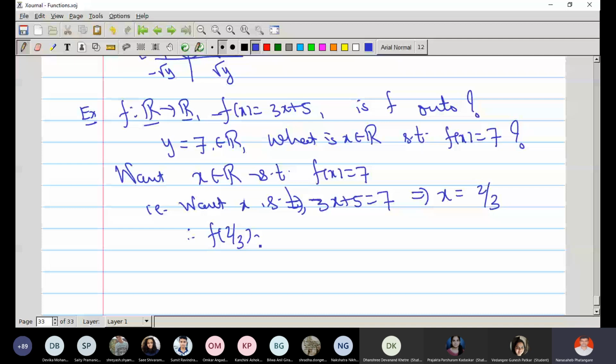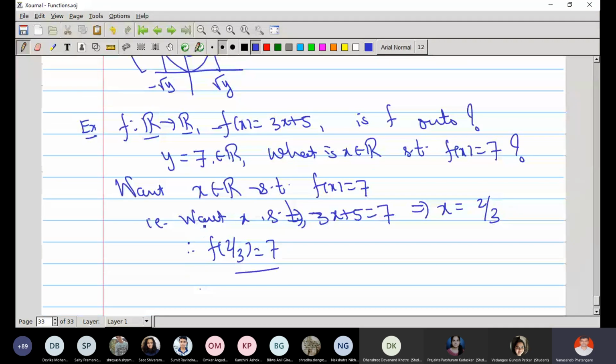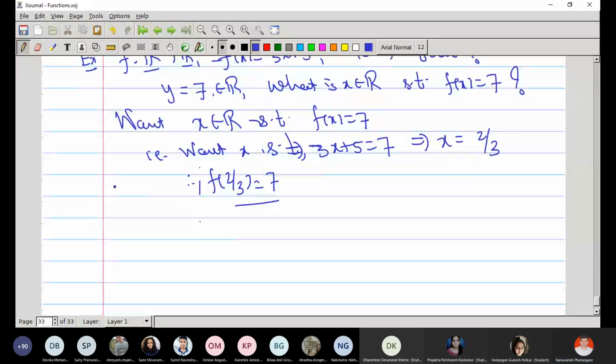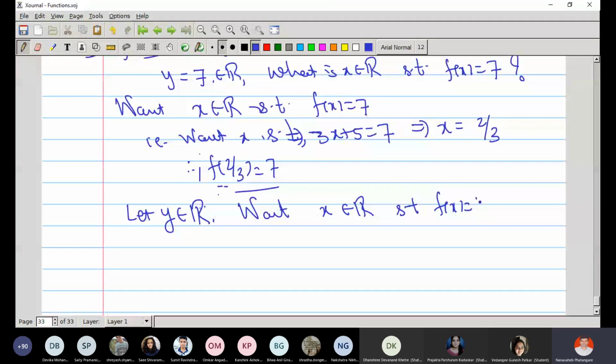So here we selected a particular element, but is it true in general for every y? For one element we are able to produce a pre-image, but that is not sufficient. Are we able to produce a pre-image for every element in the codomain? So let y belong to R, any. Now just close your eyes and choose any element from the codomain. Then we want x in the domain such that f of x is equal to y.